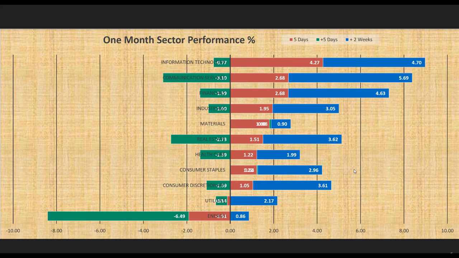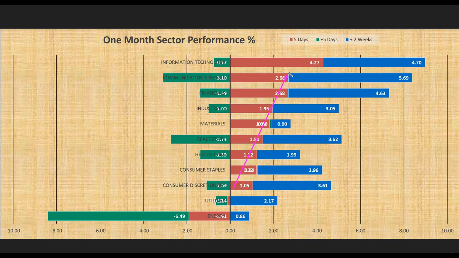The market breadth was bullish. Market ETFs were also bullish. What about the sector performance? Here I am looking at 1 month sector performance. The red bar represents performance of the current week, green bar performance of the previous week, and blue bar performance of 2 weeks before that. Together, they represent 1 month of performance.